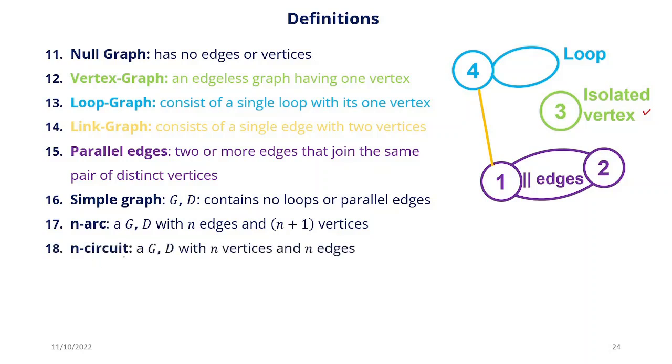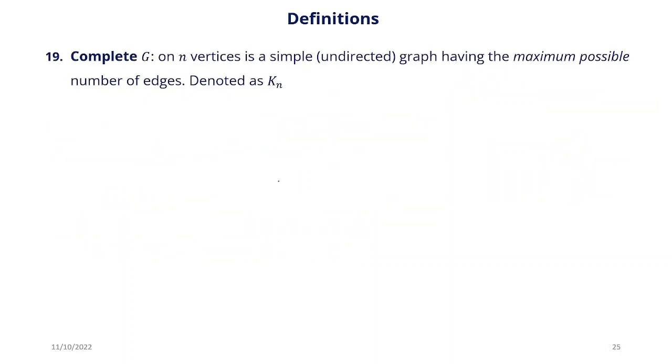And then we describe an n circuit. It is a graph or diagram with n vertices and an equal number of edges. We call it a circuit. A complete graph is a simple undirected graph that has the maximum possible number of edges, and usually denoted by using K with the subscript n.